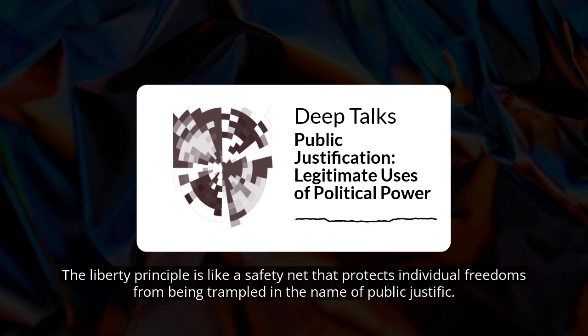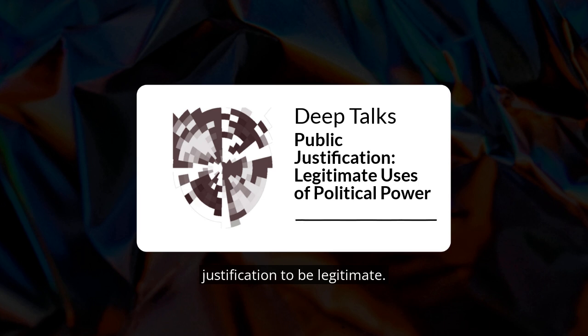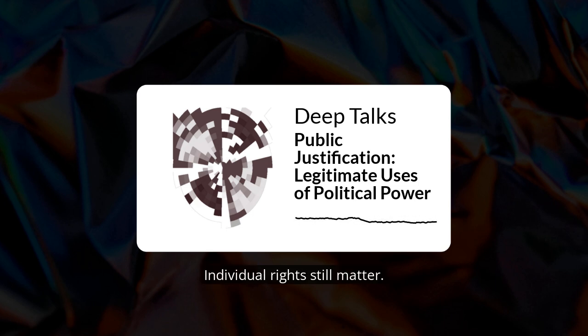The liberty principle is like a safety net that protects individual freedoms from being trampled in the name of public justification. Okay. It basically says that we should start with the assumption that people should be free and that any restriction on that freedom needs extra justification to be legitimate. So it's like a reminder that public justification isn't a free pass for the government to do whatever it wants. Exactly. Individual rights still matter.